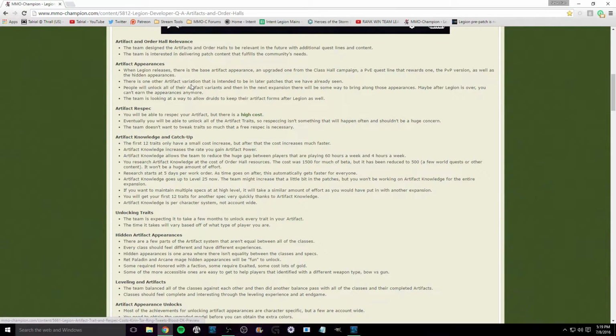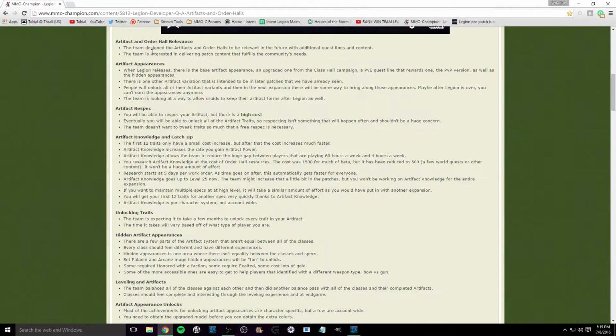So anyways, the artifact and order hall relevance. Essentially, what they're talking about here is that the artifact weapons are, in a sense, modular. Order halls and artifact weapons, the story is going to progress throughout the expansion, so they're going to be adding more to it. There's an actual other appearance that hasn't been added just yet, but that people have already seen. It's probably data mined and all that. That will probably be available in a patch, and order halls will get their story extended.